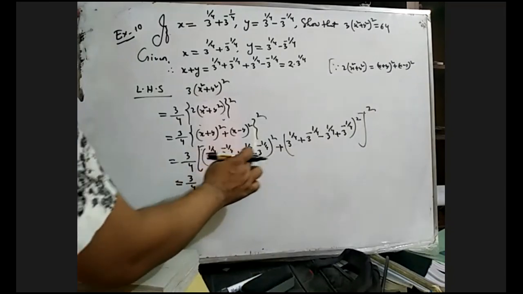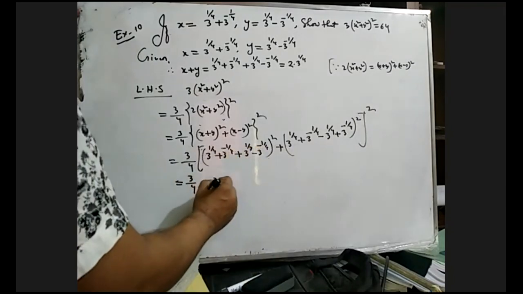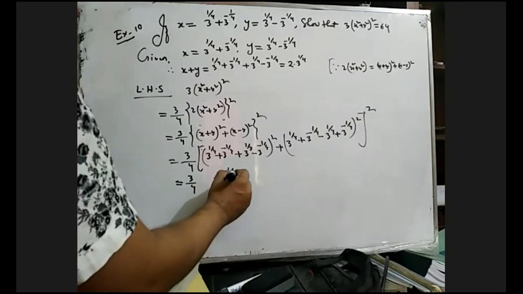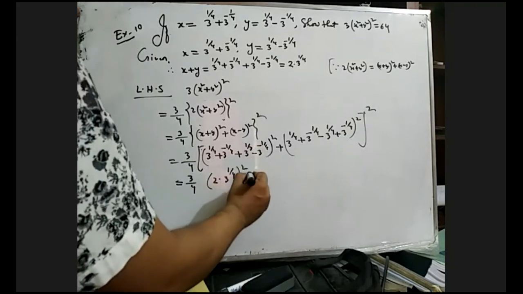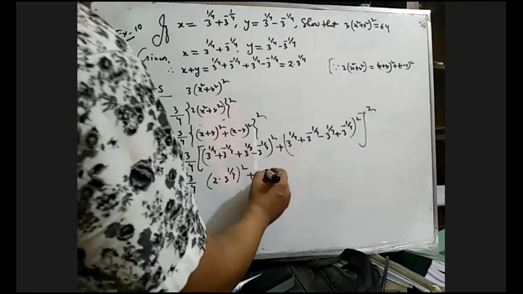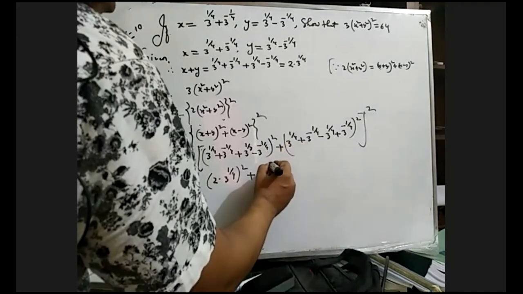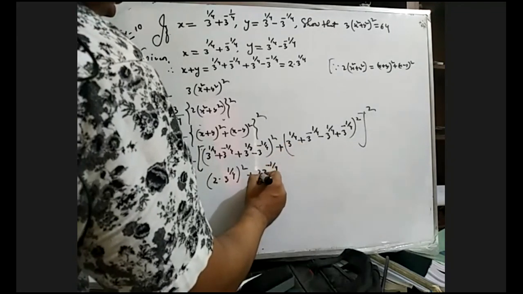So this cut, 2 into (3 to the power 1 by 4) whole square plus (3 to the power minus 1 by 4) whole square.